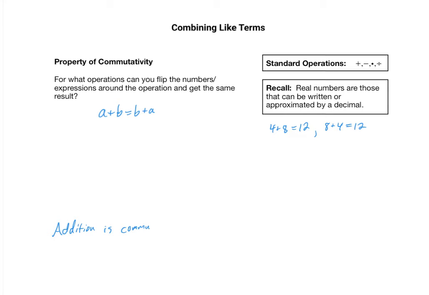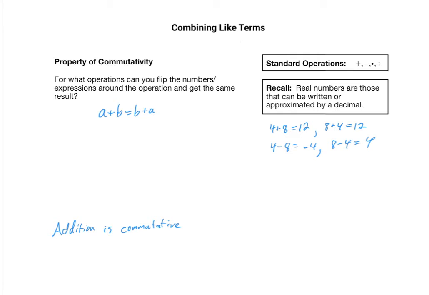Let's see if there are any other ones. Let's look at subtraction now. Let's keep these same numbers. If you did 4 minus 8, you get negative 4. And if you did 8 minus 4, you get positive 4, which these are not exactly the same. So it matters the order in which you subtract things. You get a different result when you switch the order. So subtraction is not commutative.